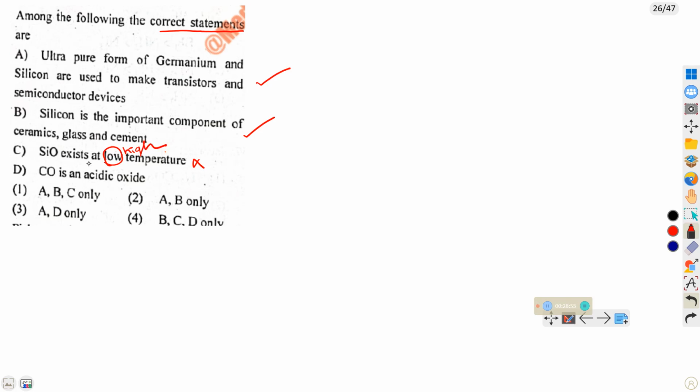CO is an acidic oxide. Wrong. CO, carbon monoxide, is the example for a neutral oxide. A and B only correct.